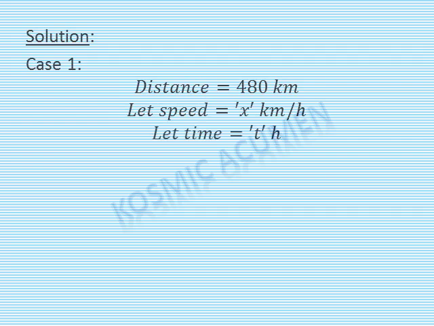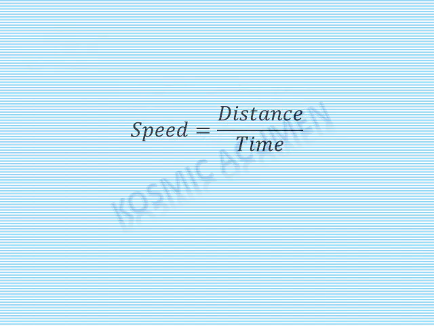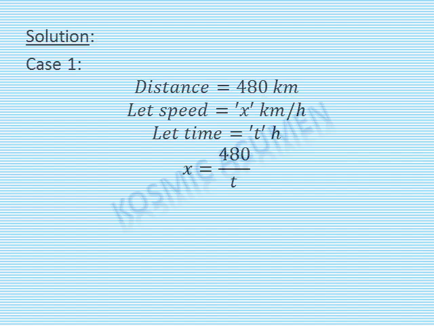Also in this question, they're talking about two conditions. One condition is when we have a certain amount of speed, and the other condition is when the speed has been reduced by some amount. So case 1: distance is given to us equal to 480 kilometers. We will let the speed be x kilometers per hour, and let the time be t hours. Now applying the formula speed equal to distance upon time, we have x, which is speed, is equal to distance, which is 480, upon time, which is t. Further we simply interchange x and t and we get t is equal to 480 upon x.